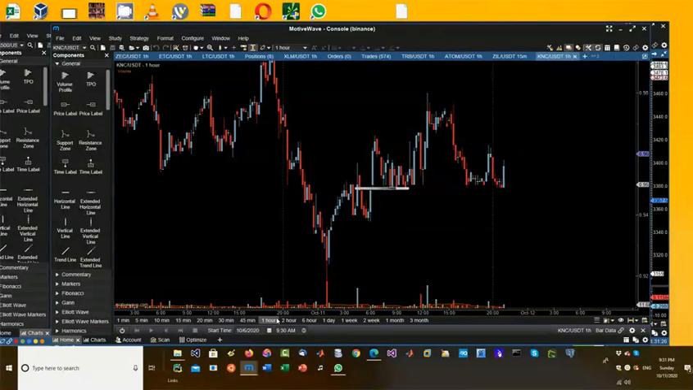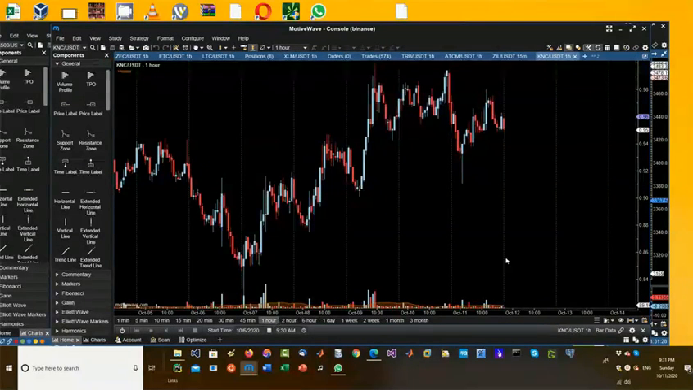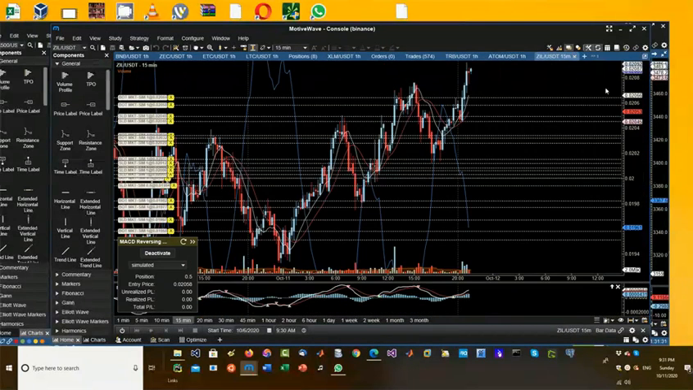Let's look at the hour. Yeah, it's kind of choppy. There's better ones out there. It's a negative trend as well. We've got KNC, so this is unfiltered long.